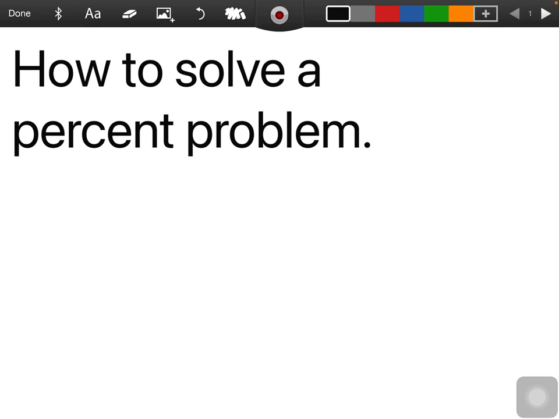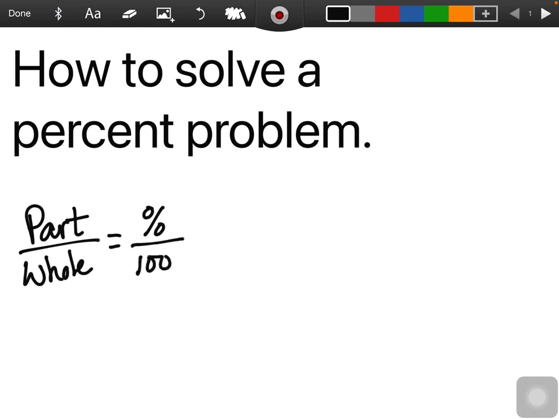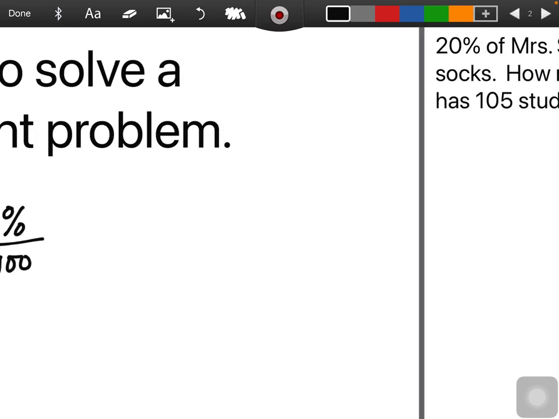One of the most common is using the equation model part over whole equals percent over 100. Basically you just have to find the part, the entirety, the whole, the total, and then you have to know the percent. If you know two of any of those three, you can find the missing piece. And that's what we've been setting up. So let's set up a problem like that.